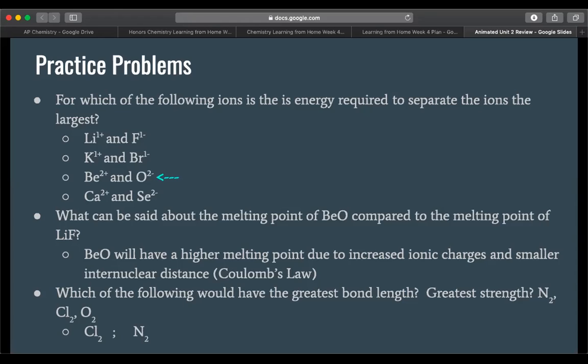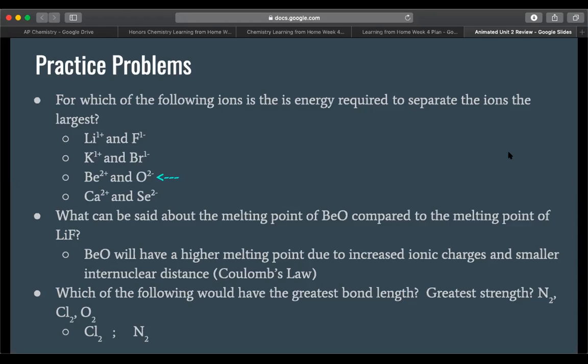So this is going to become what they expect to be automatic information. Nitrogen makes triple bonds, oxygen makes double bonds, and those halogens, of which chlorine is typically only making single bonds. So chlorine is your single bond, oxygen is your double bond, nitrogen is your triple bond. The greatest bond length is chlorine because it's the single, but the greatest strength is going to be nitrogen, the triple.